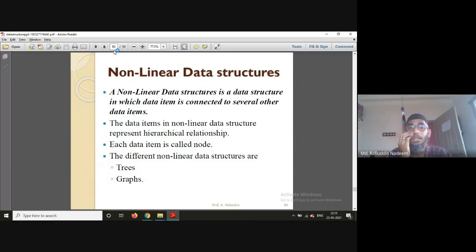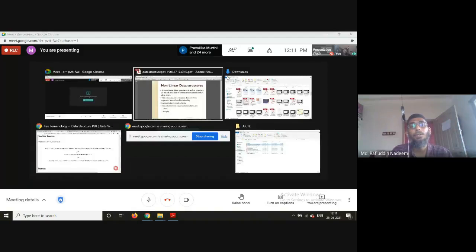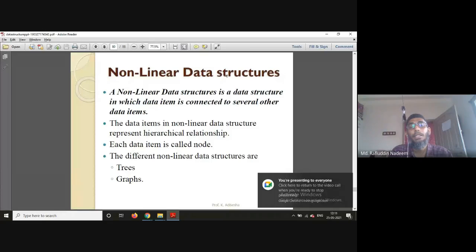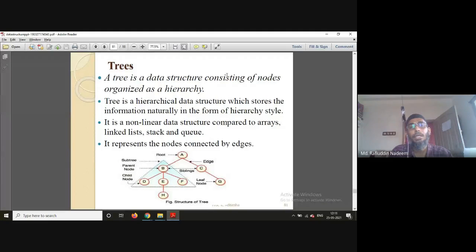In non-linear data structures, a data item is connected to several other items. It is not just connected to one data item, it is connected to several other data items. The data items represent a hierarchical relationship, and each data item is called a node. We have two different types of nonlinear data structures: trees and graphs.